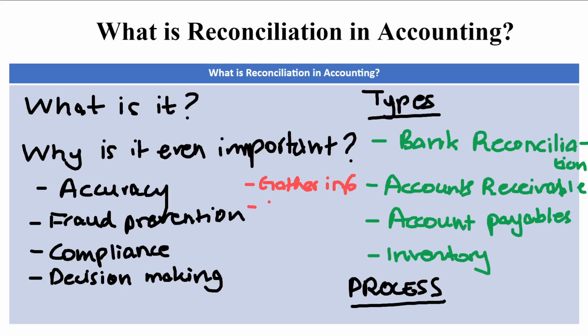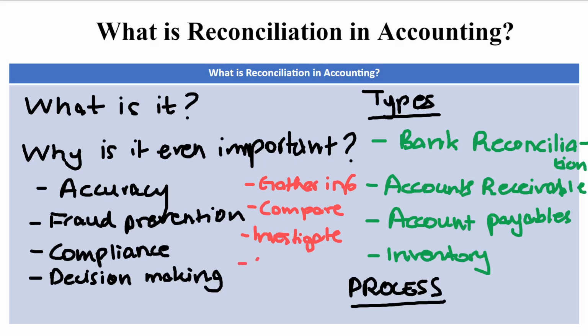Then you have to compare and identify differences. So compare. So review both sets of records side by side to identify any differences or out of order items. Then we have to investigate these differences. So investigate. So for each difference, investigate the cause, because this might involve reviewing supporting documents or contacting the relevant parties, because you would obviously need more information on that specific thing to work out why this difference is occurring.